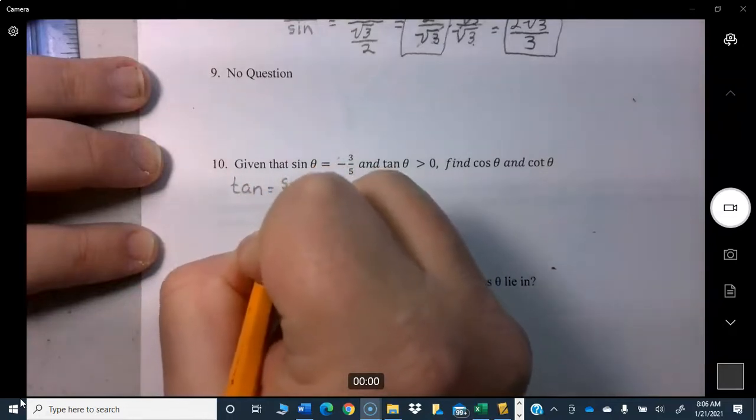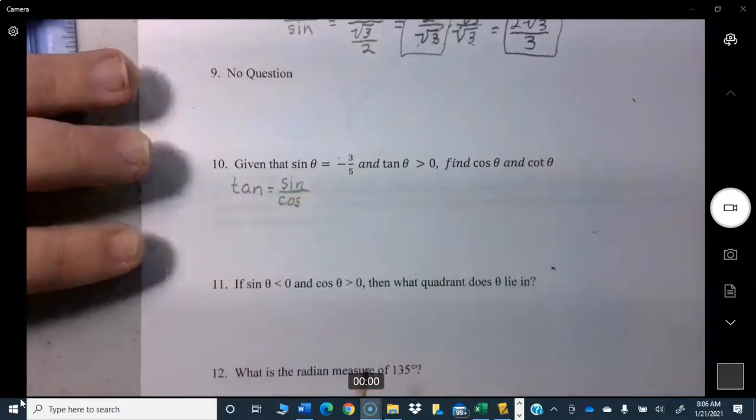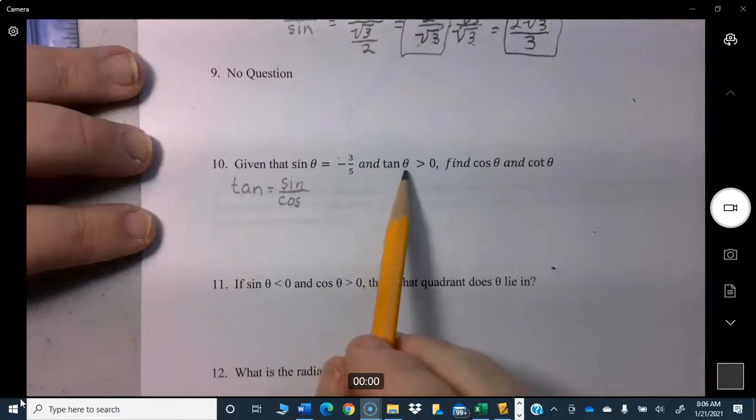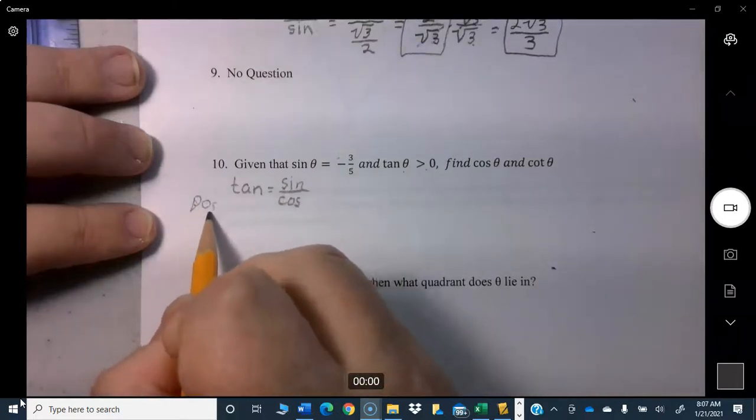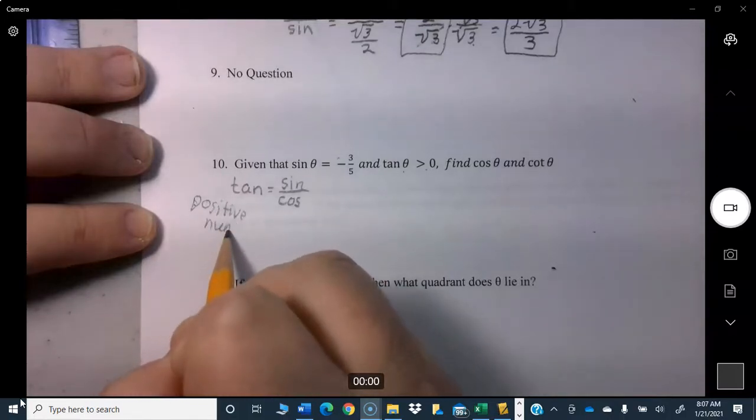Tangent is sine over cosine. Okay, that's step 1 to think about. Now, if tangent theta is greater than 0, it means it's a positive number.